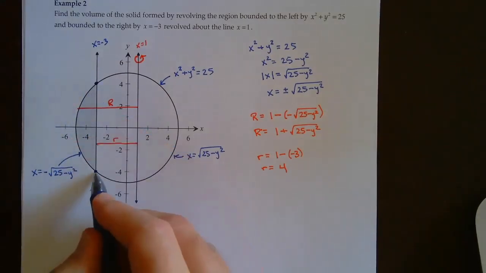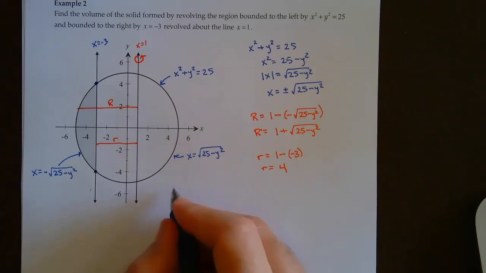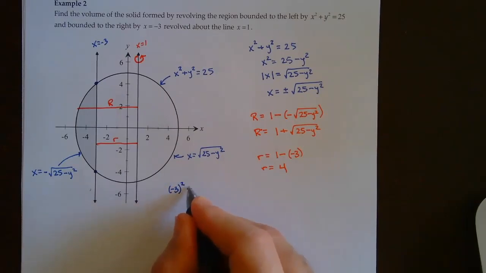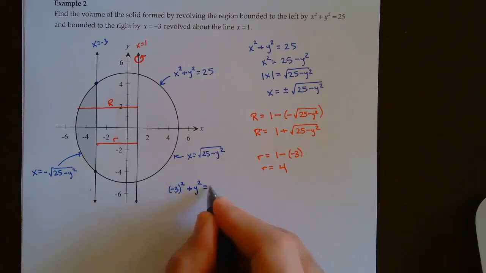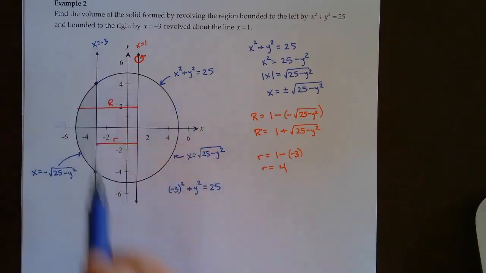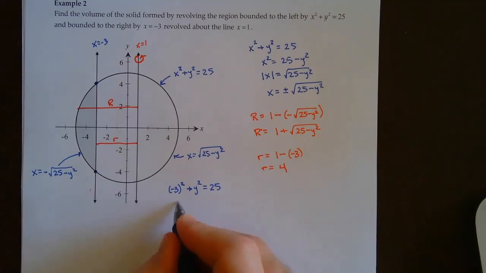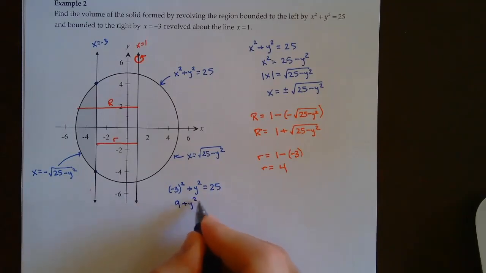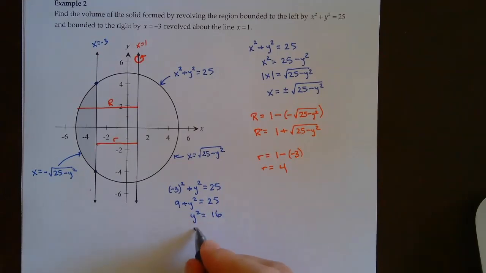So this would be like our A and our B, okay? So I know x is -3. So that would be -3 squared plus y squared is equal to 25, because I have this equation and this equation, all right? So this would be 9 plus y squared is equal to 25. That would mean y squared is equal to 16. And so y could be plus or minus 4, right? I didn't go into the whole absolute value thing, okay?